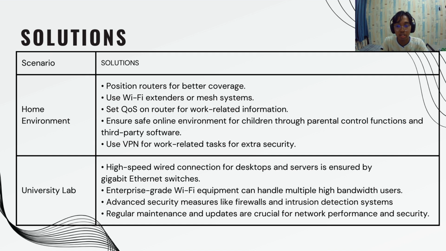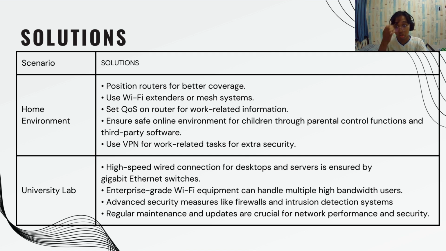Okay, the next solution is use a Wi-Fi extender or mesh system. A Wi-Fi extender or mesh system can be employed to amplify and extend the Wi-Fi signal range. A Wi-Fi extender picks up the existing signal and rebroadcasts it, while the mesh system creates a network of interconnected nodes for seamless coverage. This solution helps eliminate Wi-Fi dead zones, providing a more consistent and reliable internet connection, especially in larger homes where a single router may struggle to cover the entire house effectively.